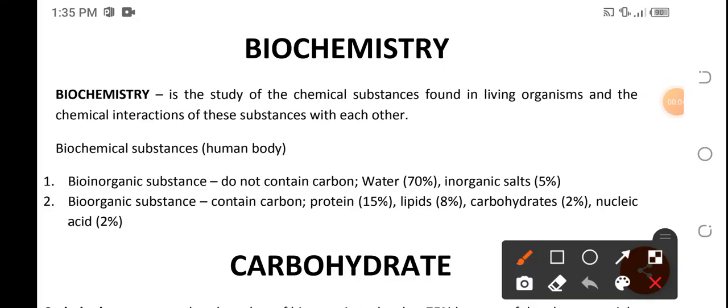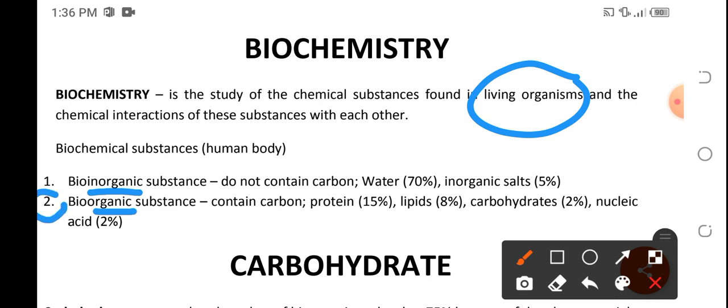Okay, let's have the discussion for biochemistry. This is the study of chemical substances found in living organisms and their interactions with each other. So, may dalawang klase ng biochemical substances sa katawan ng tao. These are bioinorganic and bioorganic substances. For this course, ang focus natin ay itong bioorganic, which includes protein, lipids, carbohydrates, nucleic acid.